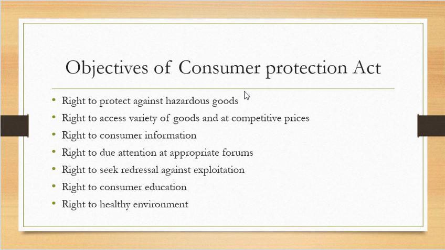Next is right to consumer information. The consumer has a right to get all the necessary information in order to decide on buying the goods or services. So what all kinds of information are we talking about? Quality, quantity, purity, potency, standard, price of goods, etc. And mainly the contents which are used in producing the goods.